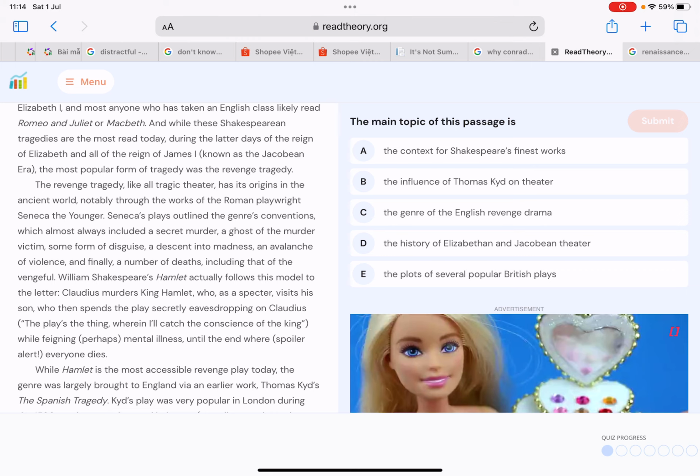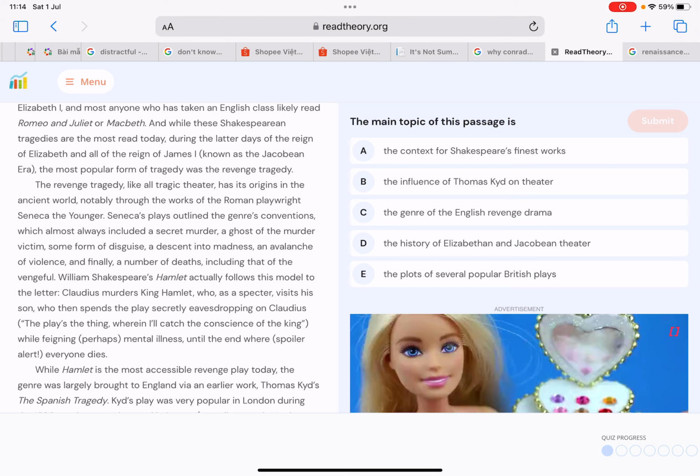The revenge tragedy, like all tragic theater, has its origins in the ancient world, notably through the works of the Roman playwright Seneca the Younger. Seneca's plays outline the genre's conventions, which almost always include a secret murder, a ghost of the murder victim, some form of disguise, a descent into madness, an avalanche of violence, and finally a number of deaths, including that of the vengeful. William Shakespeare's Hamlet actually followed this model to the letter.